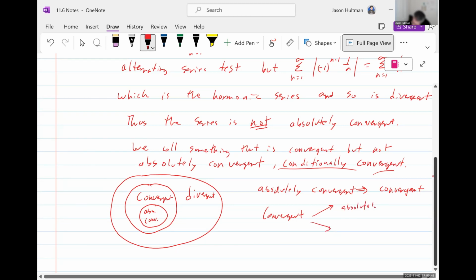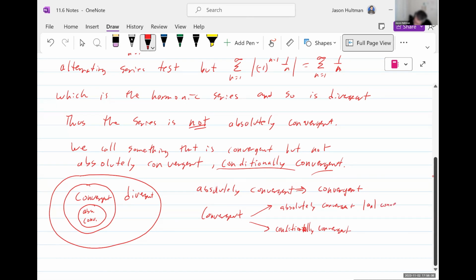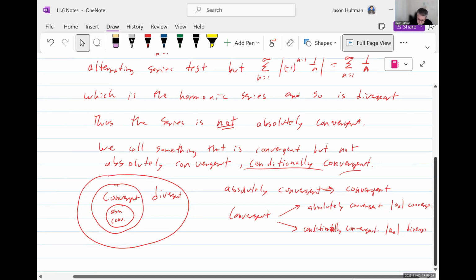absolutely convergent if the absolute values converge, or it could be conditionally convergent. It's absolutely convergent if the absolute value of a sub n converges. And it's conditionally convergent if the absolute value of a sub n diverges. Like we saw in the previous example here.